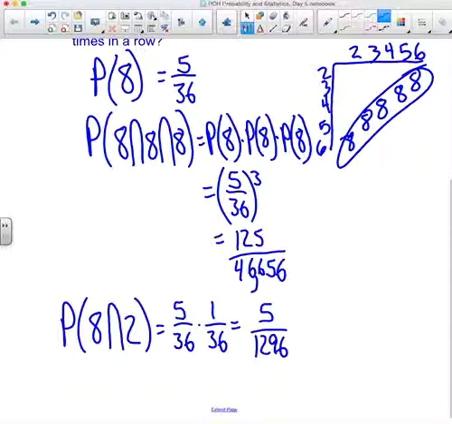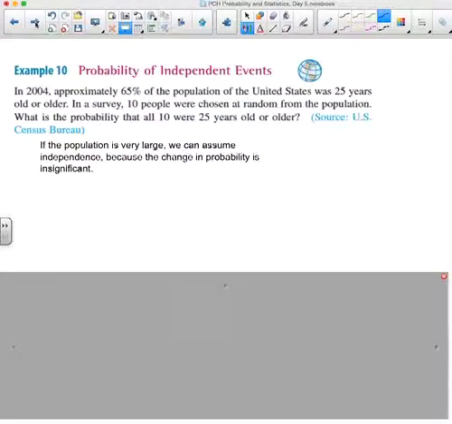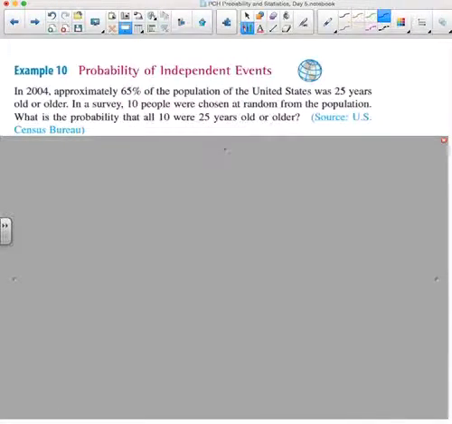Now let's take this idea one step further. And we're going to do this and also define one thing where you might be tempted to treat these events as not being independent, but we are going to treat them as though they are independent events.